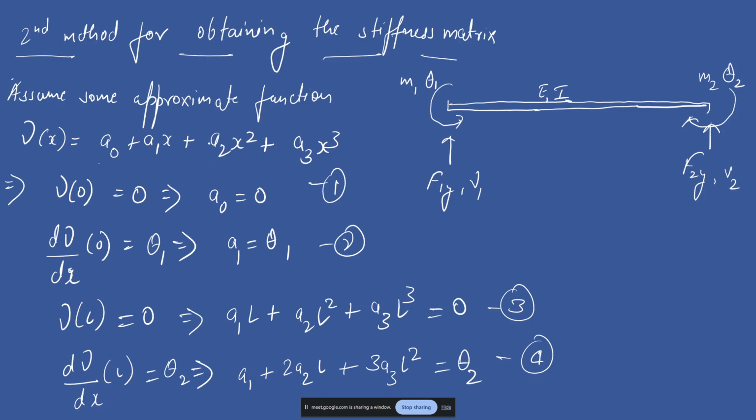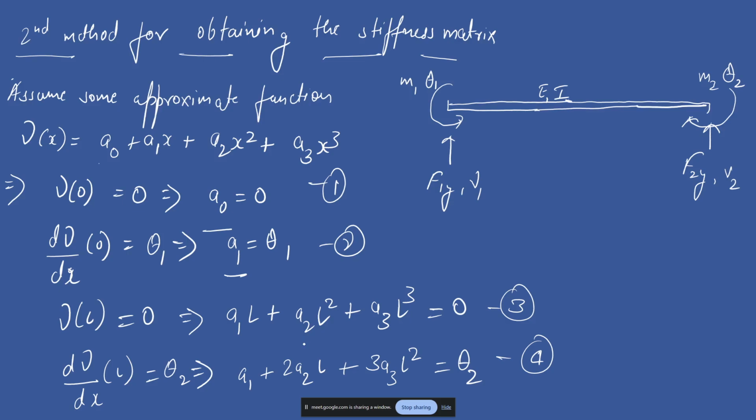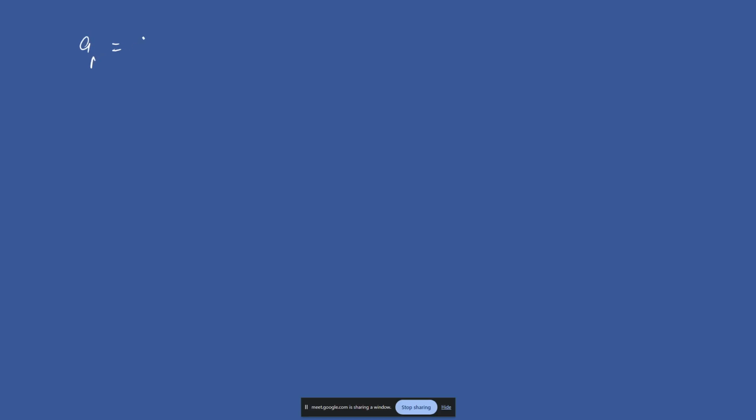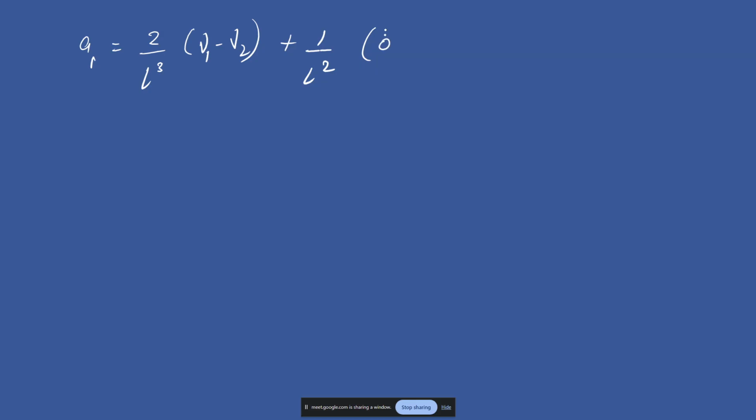So with the help of this, you already know what your a0 and a1 are. So you can find a2 and a3 with these two equations. By solving this, the relation you will get for a3 is 2 by L cube (mu1 minus mu2) plus 1 by L square (theta 1 plus theta 2).